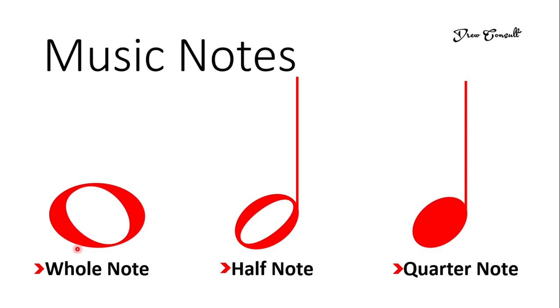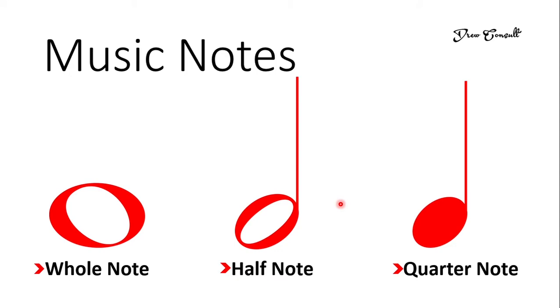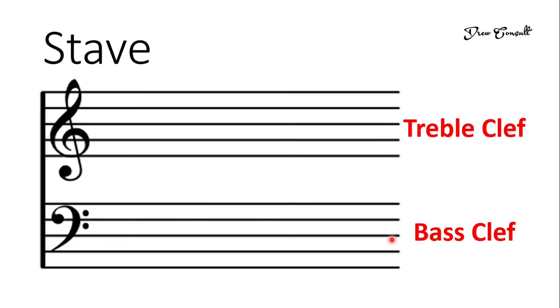Great. Let's look at the music notes. So over here, we have whole notes, half notes, quarter notes, eighth notes, and 16th notes. All these notes are played differently, and from the namings you can see that one whole note is equal to two half notes. One half note is equal to two quarter notes, but they are all played differently, so just remember that.